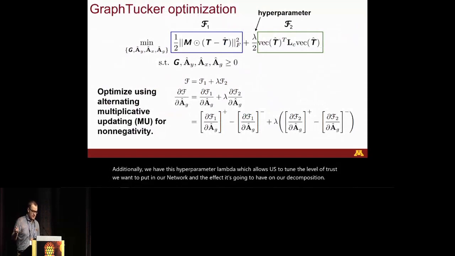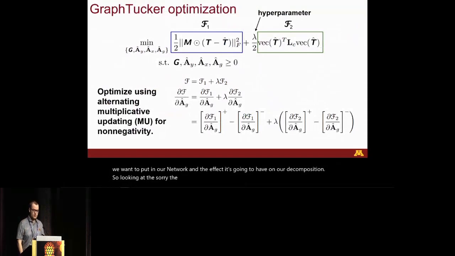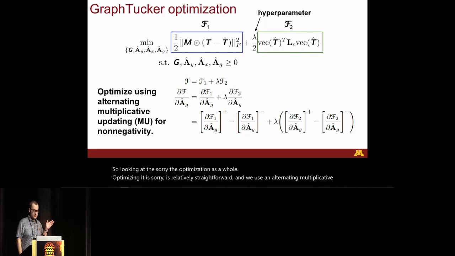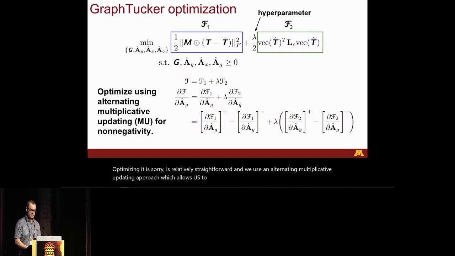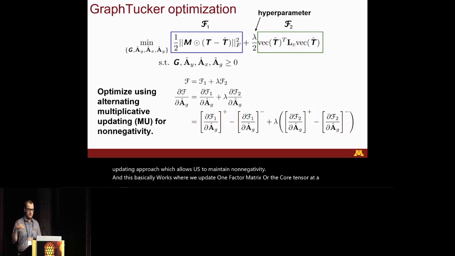So looking at the optimization as a whole, optimizing it is relatively straightforward, and we use an alternating multiplicative updating approach, which allows us to maintain non-negativity. This basically works where we update one factor matrix or the core tensor at a time while fixing all the other components. I won't show them here, but you can explicitly write out the update rules for each of the factor matrices and the core tensor.